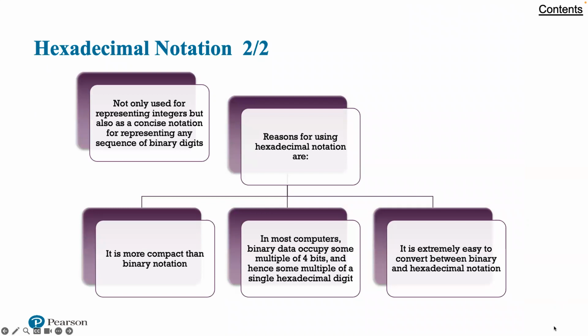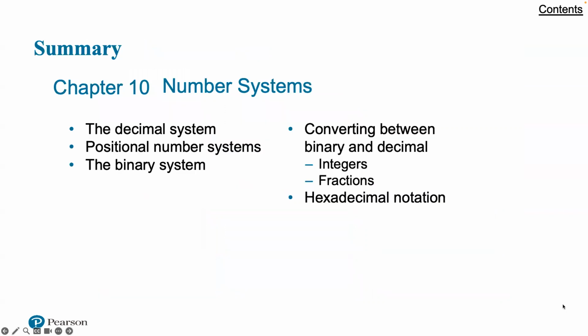Hexadecimal notation is not only used for representing integers, but also used as a concise notation for representing any sequence of binary digits, whether they represent text, numbers, or some other type of data. Reasons for using hexadecimal notation are as follows. It is more compact than binary notation. In most computers, binary data occupies some multiple of 4 bits, and hence some multiple of a single hexadecimal digit. It is extremely easy to convert between binary and hexadecimal notation. So those are all rationales why it is beneficial.